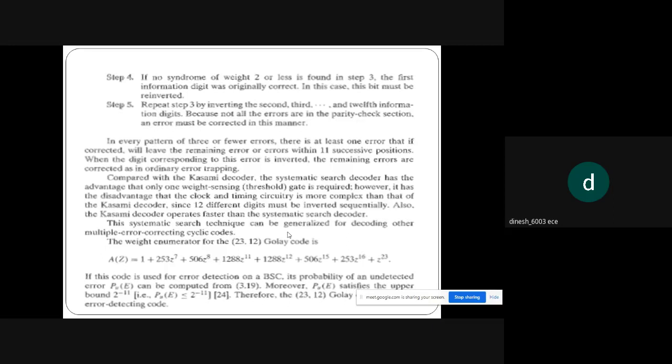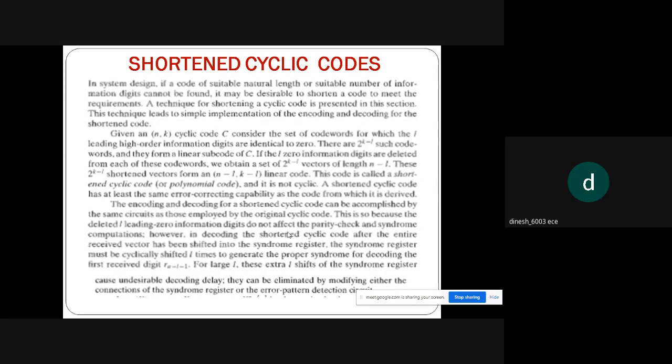So always, these Golay codes can be used for error correction and detection for BSC, binary symmetric channel codes. Next, shortened codes. I had given you an explanation about shortened codes: that is (n minus i, k minus i), introduced into the (n, k) cyclic codes. Introducing that will lead to shifting of information of n minus i.